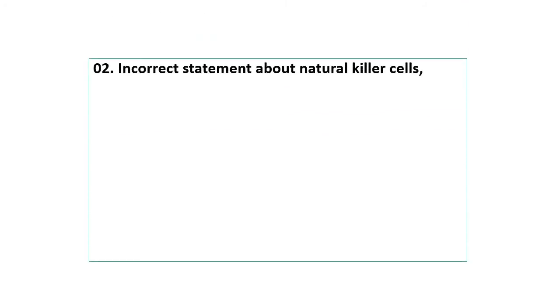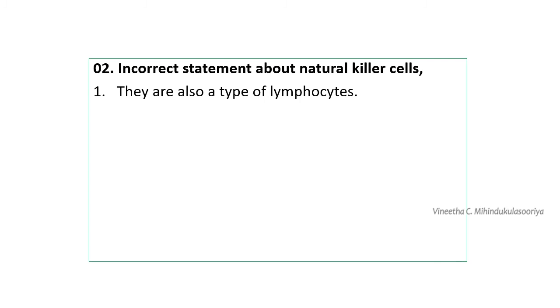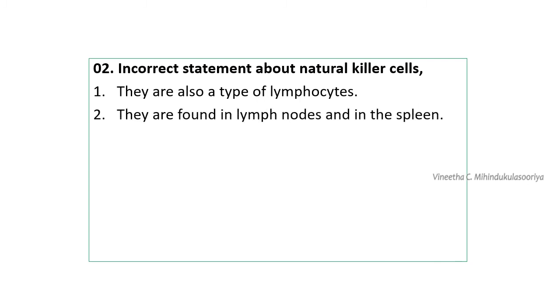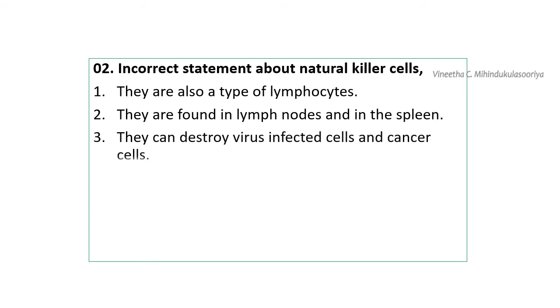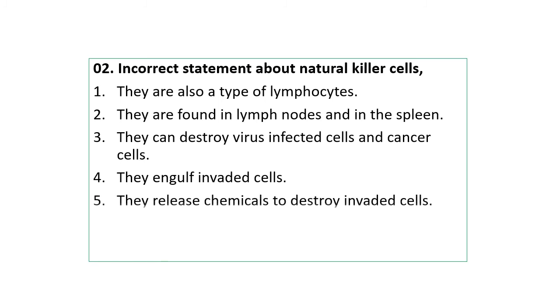Incorrect statement about natural killer cells. 1. They are also a type of lymphocytes. 2. They are found in lymph nodes and in the spleen. 3. They can destroy virus-infected cells and cancer cells. 4. They engulf invaded cells. 5. They release chemicals to destroy invaded cells.